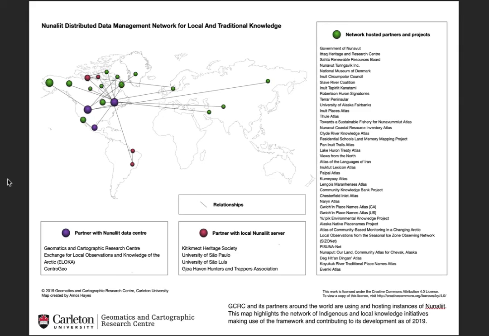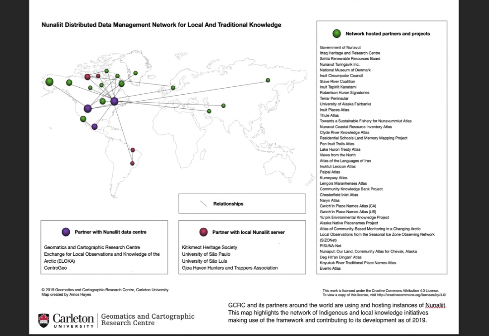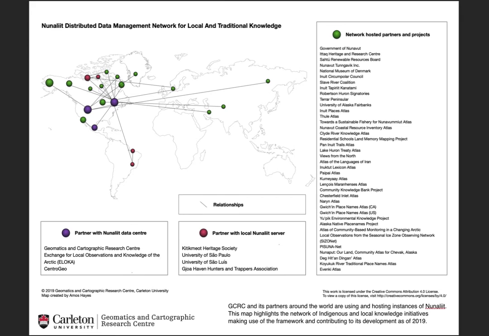And Nunaliit is used by numerous projects and partners for, in this case, the map is specifically for local and traditional knowledge globally, and as partners build their capacity and begin to use Nunaliit for multiple projects, they might take on hosting instances and nodes themselves. In other cases, they can turn to a data center that does that work for them and hosts on their behalf, such as the GCRC or the LOCA project of the National Snow and Ice Data Center in the US, as well as some others internationally.